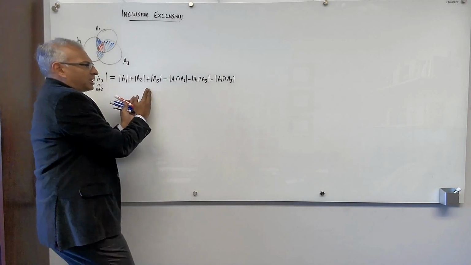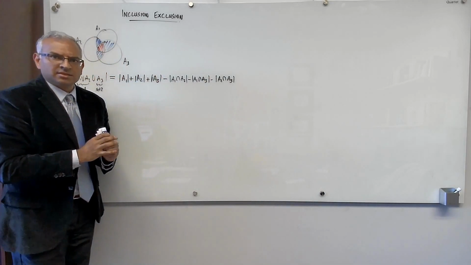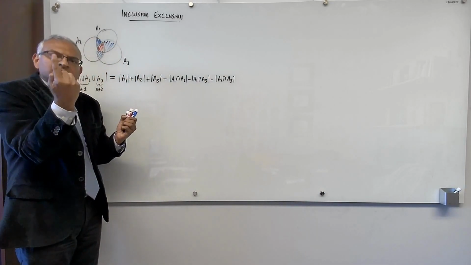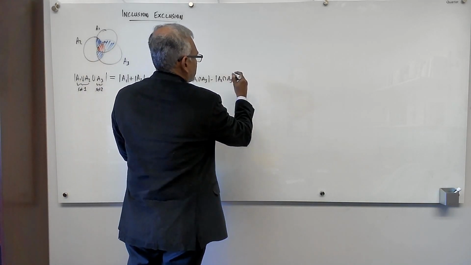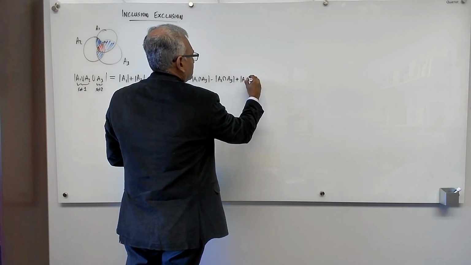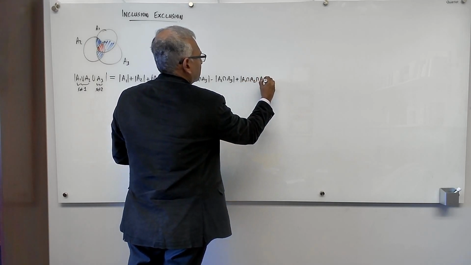So I added it 3 times, I subtracted it 3 times. But then it's not there at all. It needs to be there once. Okay, so I need to add it back. So I need to add back A1 intersection A2 intersection A3.